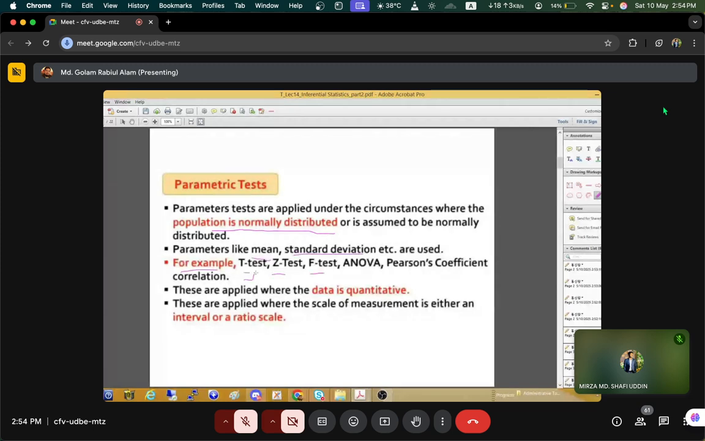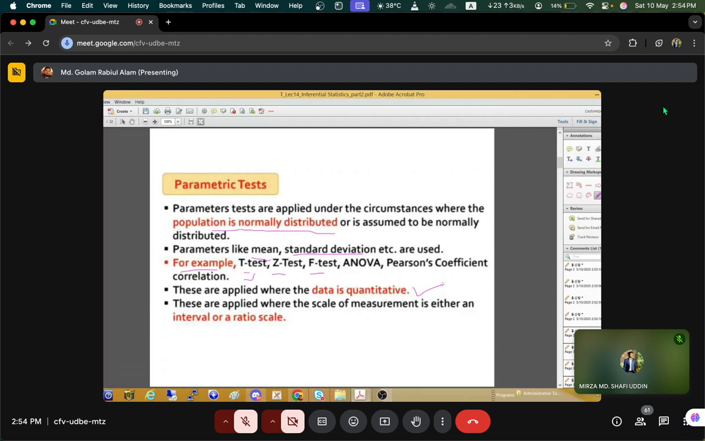These are applied when data is quantitative. That means we apply the parametric test on quantitative data, and it is applied when the scale of measurement is either an interval or ratio scale. That means usually we use some sort of Likert scale to collect the data. So that's parametric tests.